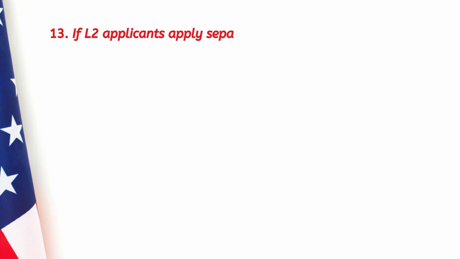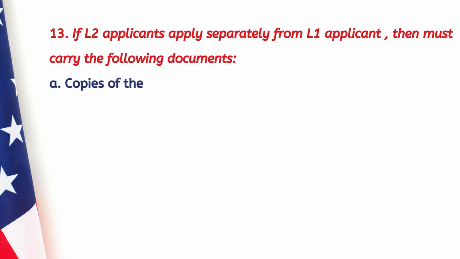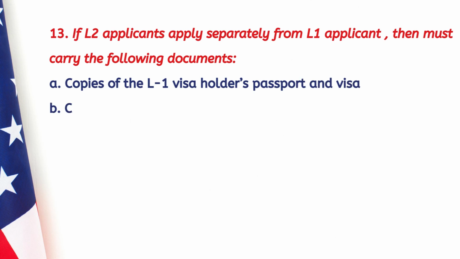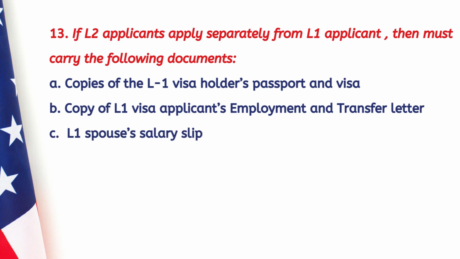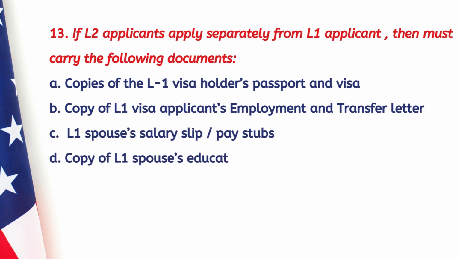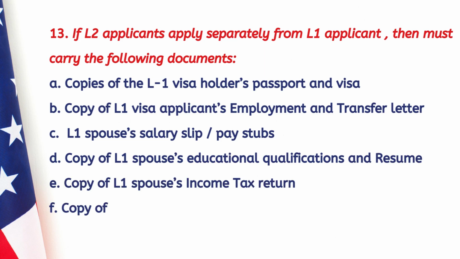Now, if you are applying separately from an L1 applicant, then please also carry copies of the L1 visa holder's passport and visa, a copy of the L1 visa applicant's employment and transfer letter, your L1 spouse's salary slips or pay stubs, a copy of the L1 spouse's educational qualifications and, if possible, their resume as well, and a copy of the L1 spouse's income tax return. If they are certified, it is better. Also carry a copy of the L1 spouse's bank statement.